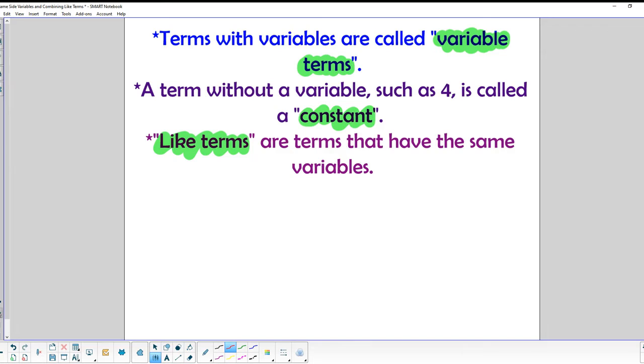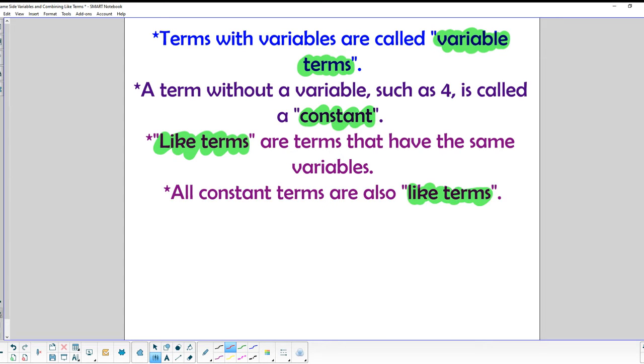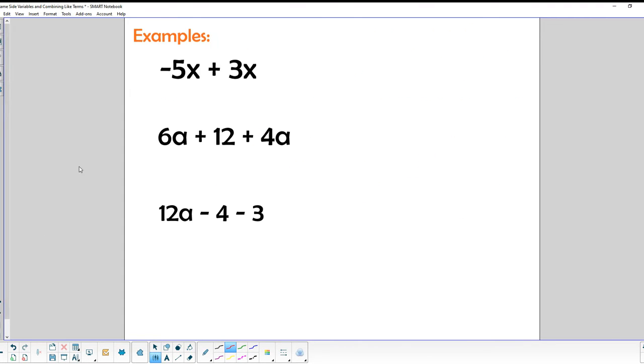Like terms are terms that have the same variables, and if you start including exponents in them, they have to have the same power on the exponent as well. All constants, like we mentioned earlier, like this 4 up here, are also considered like terms. So here's a couple of examples. We got negative 5x and 3x, 6a plus 12 plus 4a, 12a minus 4 minus 3.